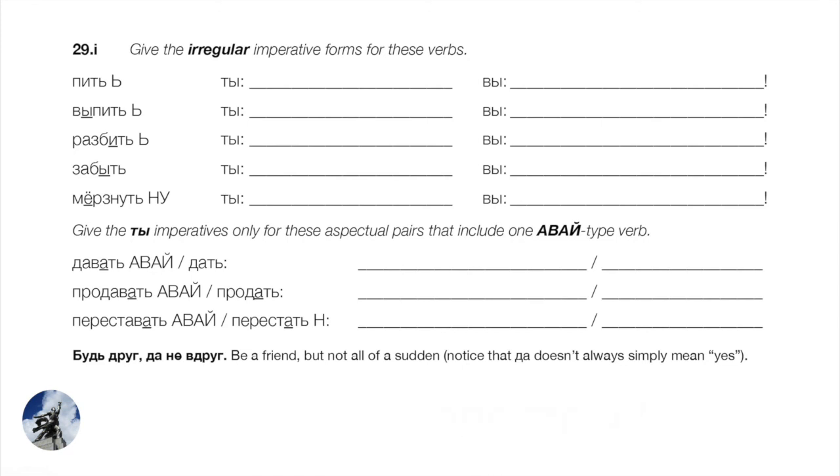And the final пословица: будь друг, да не вдруг. Be a friend, but not suddenly. Meaning don't come out of nowhere and offer your friendship when it's somehow beneficial for you.